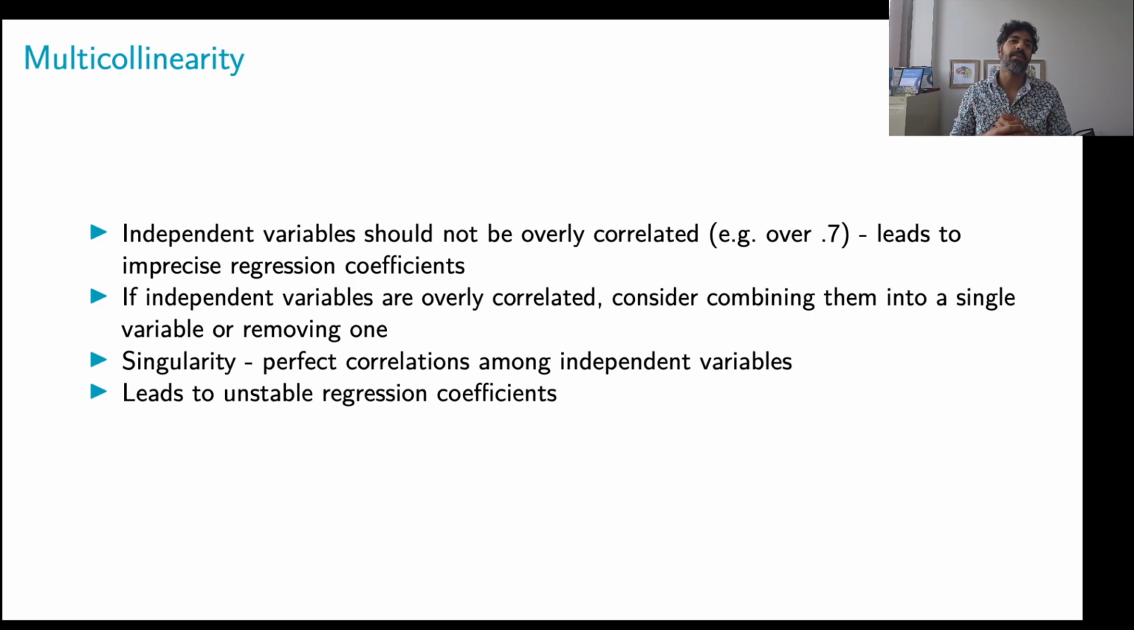0.7 can be an example, but the more important thing to take away is why. Well, it leads to imprecise regression coefficients because they're sort of taking the same share of the variance in the dependent variable. So if the independent variables are overly correlated, you can consider combining them into a single variable or removing one. And there are singularities that can occur. If you have perfect correlations among independent variables, then they're essentially measuring the same thing. And that leads to very unstable regression coefficients.